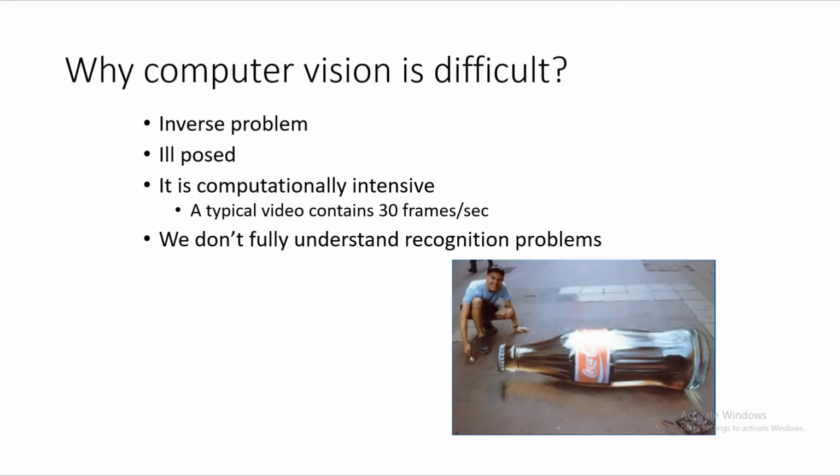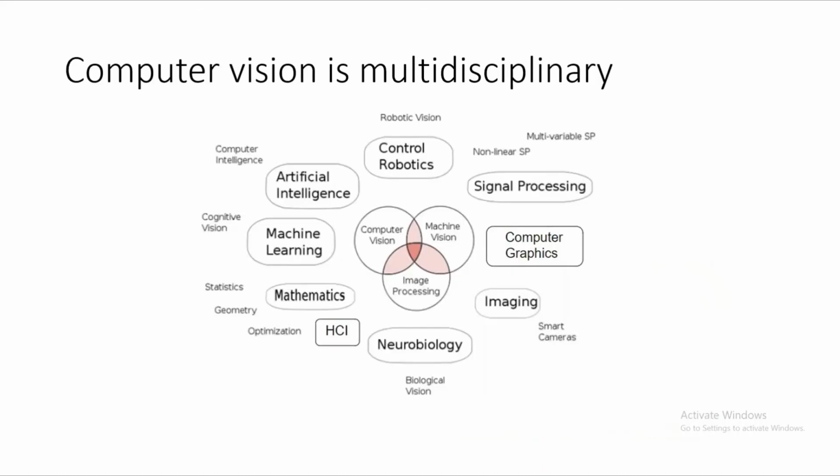And let us look at the relationship of computer vision with other disciplines. It has a close relation with image processing and machine vision. Besides these two disciplines, it has a relation with mathematics, machine learning, artificial intelligence, control robotics, signal processing, computer graphics, imaging, and neurobiology. Here we can see that computer graphics and imaging are related to smart cameras, and neurobiology is related to biological vision and the human computer interface. Similarly, mathematics is related to geometry, machine learning to cognitive vision, artificial intelligence to computer intelligence, and control robotics to robotic vision, and so on.